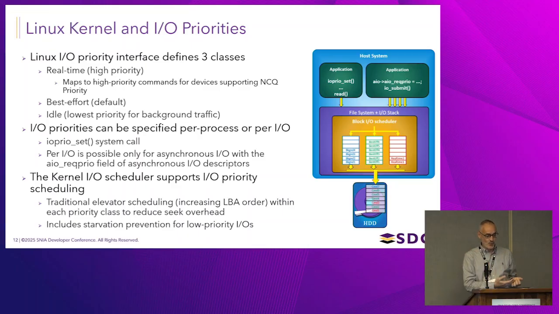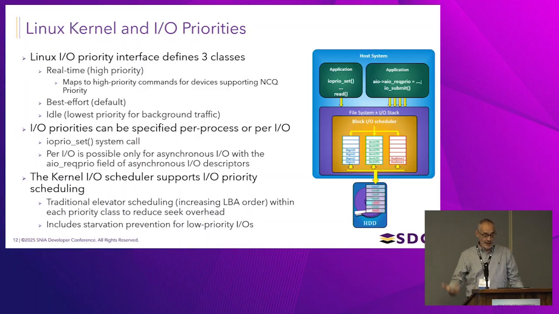When an application wants to use I/O priorities, it can do that in 2 different ways. It can use a system call, which is ioprio_set, which will tell the kernel all the I/Os I'm going to issue from now on should be that priority level. Or it can specify the I/O priority on a per I/O basis using the asynchronous I/O interface. The descriptor for an asynchronous I/O has a field called aio_reqprio, where you can set a particular priority for that I/O.